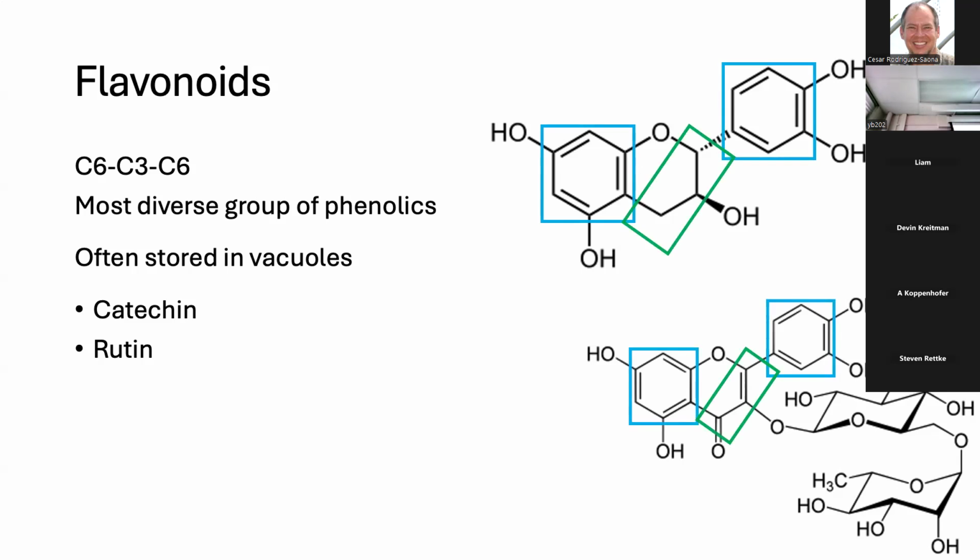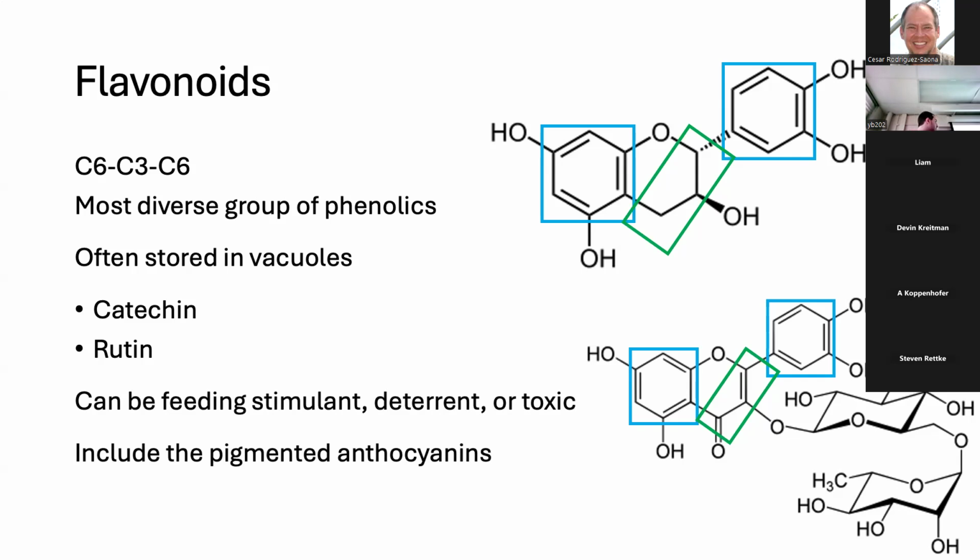So here we have C6, C3, C6. We've got this phenolic group, followed by three more carbons that are directly attached, followed by another phenolic group that's directly attached. That's the catechin. We also have rutin, and if you look at rutin, it's attached to some sugar molecules. So depending, all of these can overlap with each other in some ways.